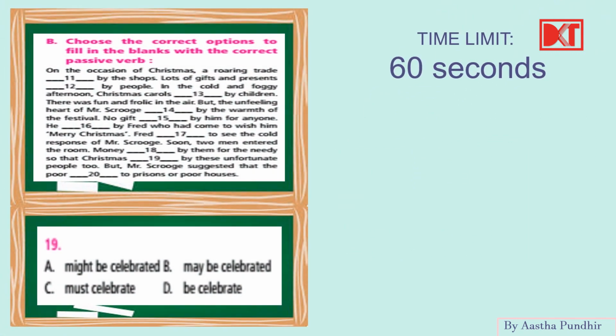Alright, next up we have, so that Christmas dash by these unfortunate people too: might be celebrated, may be celebrated, must celebrate, or be celebrated. Okay, this one is also pretty easy. The correct answer is might be celebrated. Sorry, in passive voice it changes to might be celebrated. Christmas might be celebrated by these unfortunate people too. Alright. Celebrated is the V3 form. Here, must celebrate, celebrate, we do not use the base form. We use the past participle, V3 form. Okay.